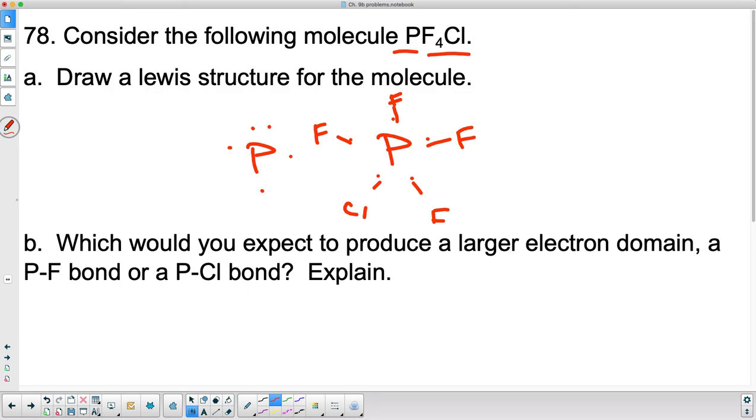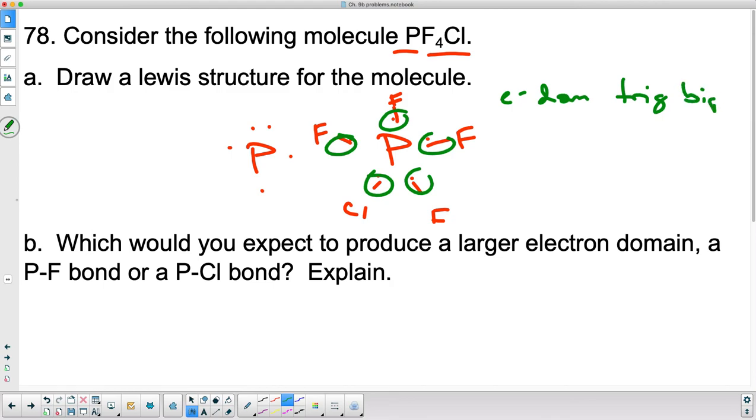So what's the molecular geometry? It's 1, 2, 3, 4, 5. That is electron domain geometry, trigonal bipyramidal. I hope you guys are starting to figure these out and starting to get used to using these names. That means the molecular geometry, because there are no lone pairs, is also trigonal bipyramidal.